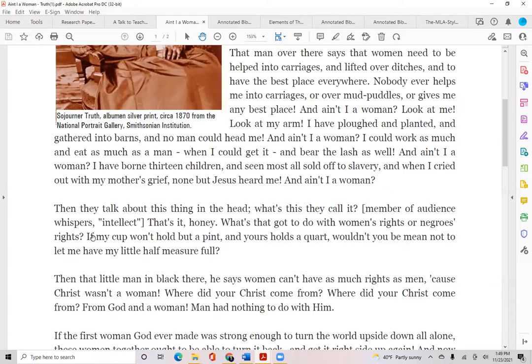And so she's saying, if my cup won't hold but a pint, so only the cup she's drinking from could only hold a pint, and she says yours holds a quart, so yours has twice as much. And then she says, wouldn't you be mean not to let me have my little half measure full? How wouldn't it be mean for you to prevent me from having at least this pint, particularly when you've got a quart and twice as much?